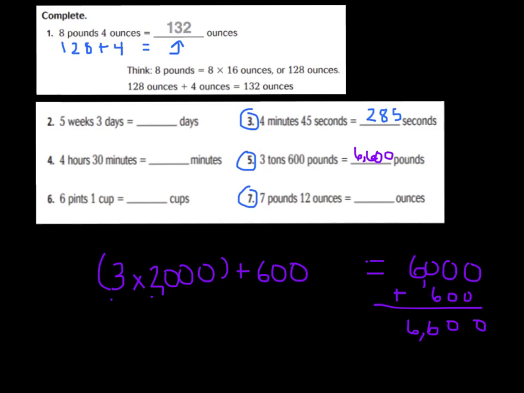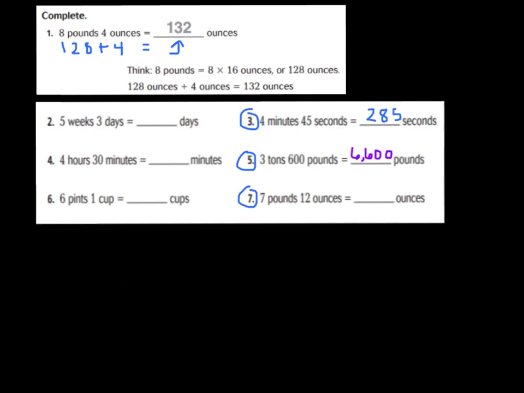Now let's move on to number 7. I want you to pause the video, try this on your own. But first, think about how many ounces are in each pound. Go ahead and pause your video now. Alright, so for number 7, you should have said, well, I know that there are 16 ounces per pound.